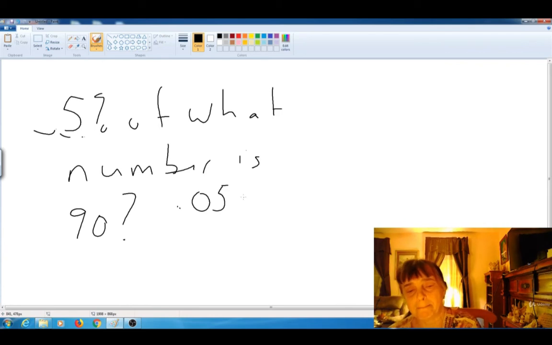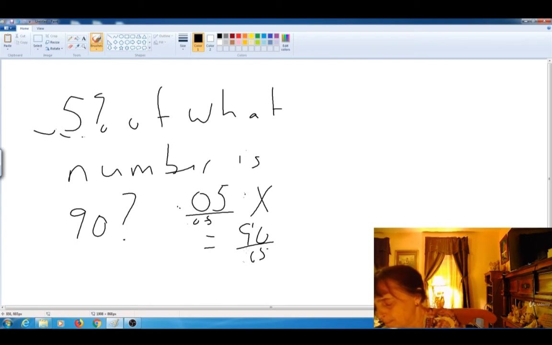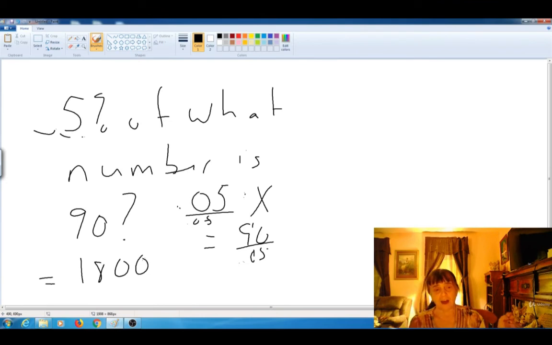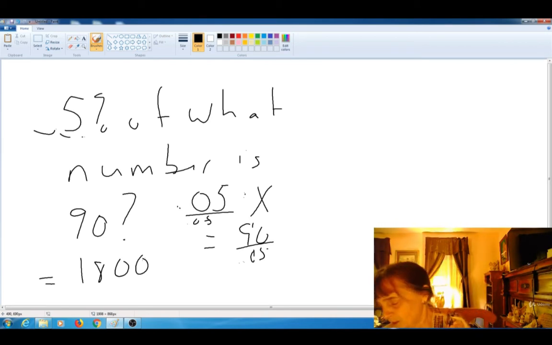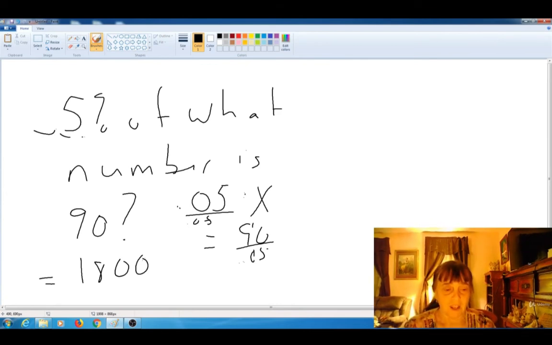Of means multiply. 0.05 times x equals 90. Now you have to solve this for x. Divide both sides by 0.05. Okay, what's 90 divided by 0.05? Okay, 90 divided by 0.05 is 1800. So 5% of 1800 is 90. In other words, if you go shopping and you buy something for $1,800, and the sales tax is 5%, you have to pay another $90 on the item for the sales tax.